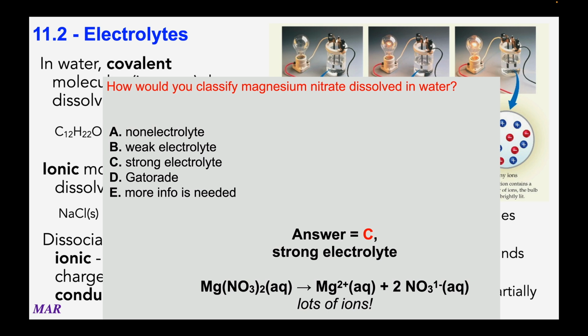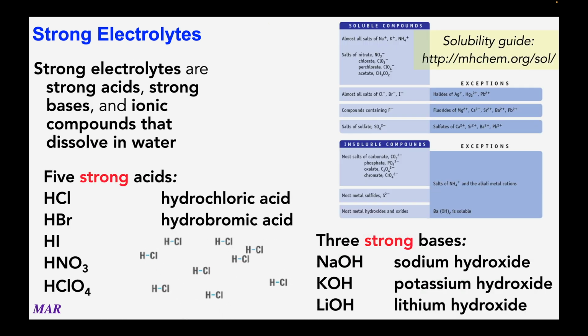We're going to get 3 ions out for every magnesium nitrate that goes in, and 3 to 1 is going to create a lot of ions. That thing is going to light up like a Christmas tree. So yep, it's going to be a strong electrolyte. A strong electrolyte is a compound that ionizes completely in solution. Hydrogen chloride breaks into hydrogen and chlorine ions.